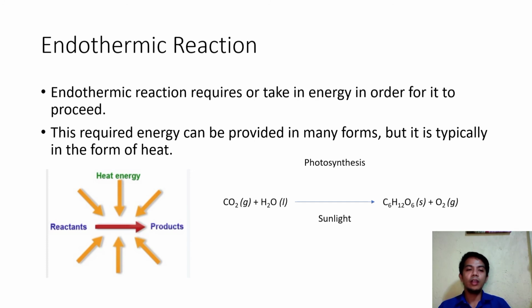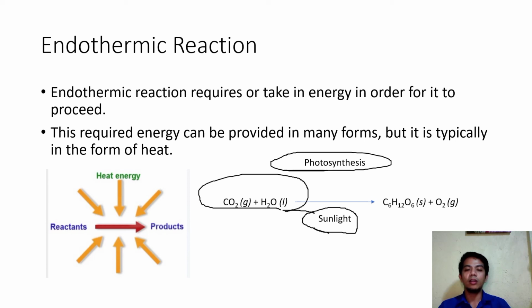Now let's proceed to endothermic reaction. An endothermic reaction requires or takes in energy in order for it to proceed. This required energy can be provided in many forms, but it is typically in the form of heat. An example of endothermic reaction is photosynthesis, because sunlight is needed and applied to carbon dioxide and water to produce glucose and oxygen.